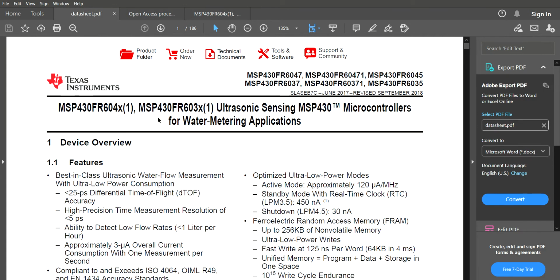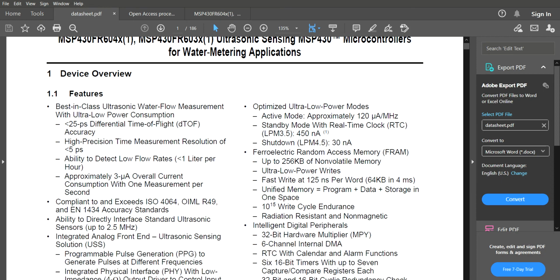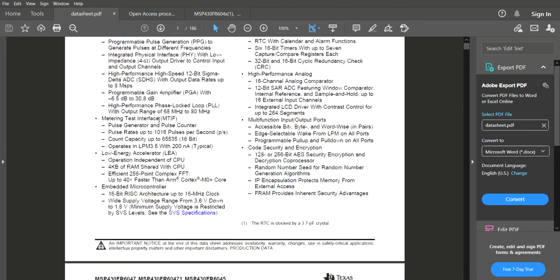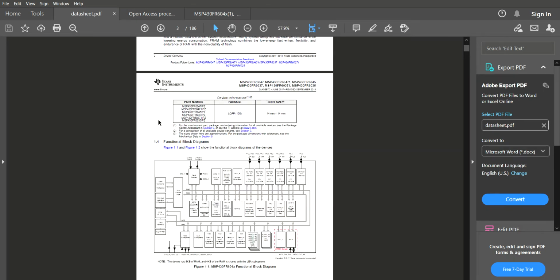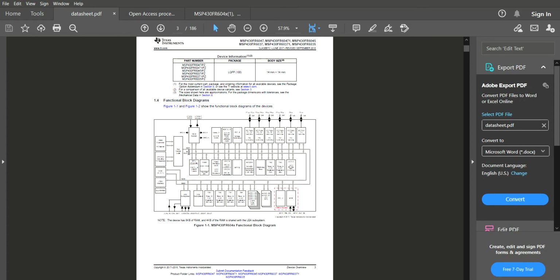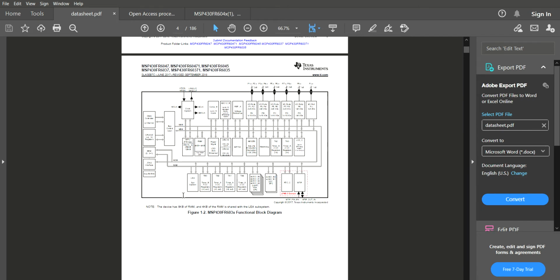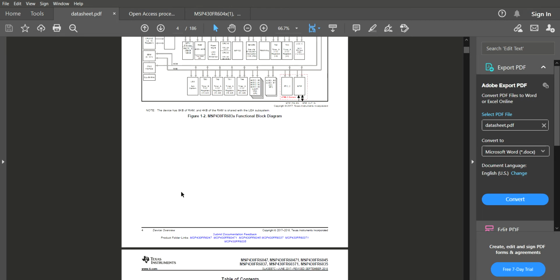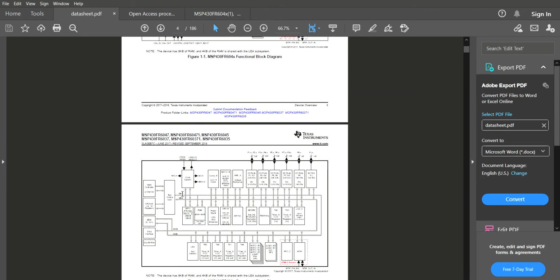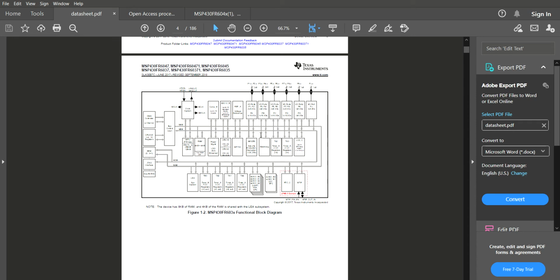So when we take a look at the data sheet, this is the data sheet, and you don't have to scroll down too much. When you scroll down 2 pages, you get the functional block diagram of the MSP430 family itself. But this is not what we have. We have the 603 family, not the 604. So this is what we had to draw.